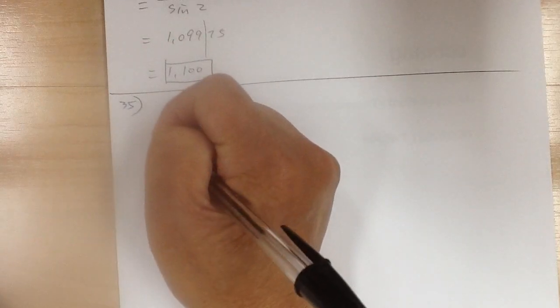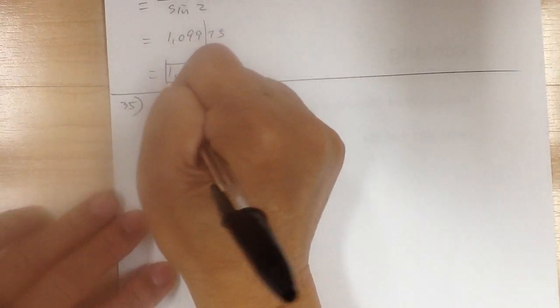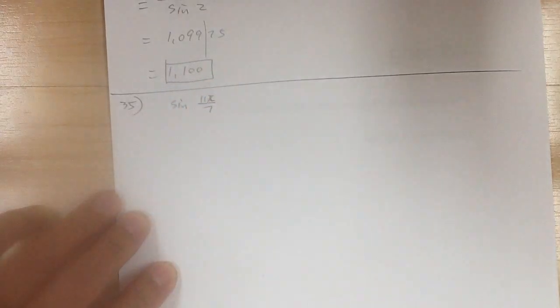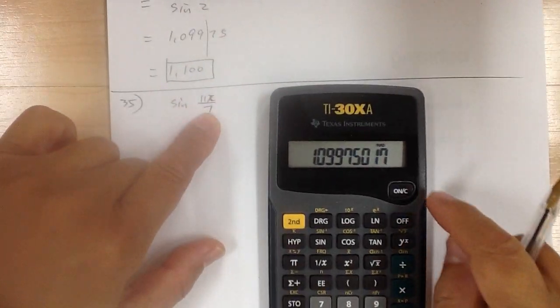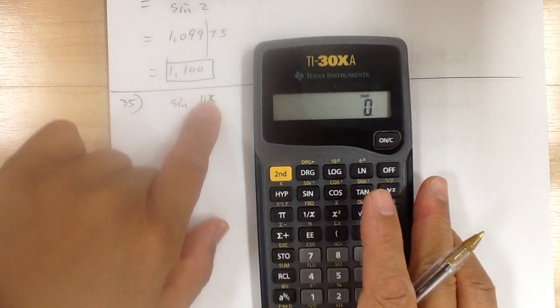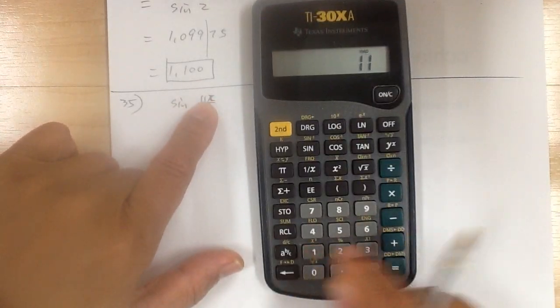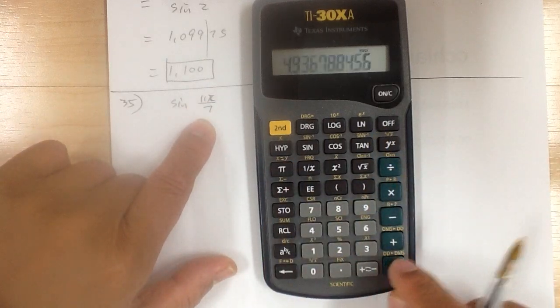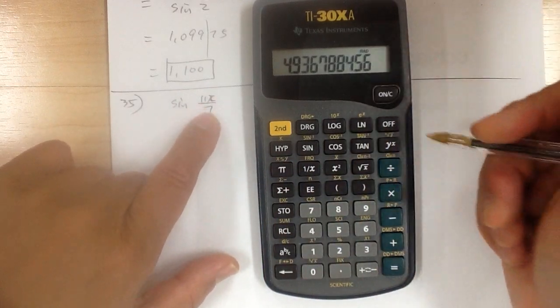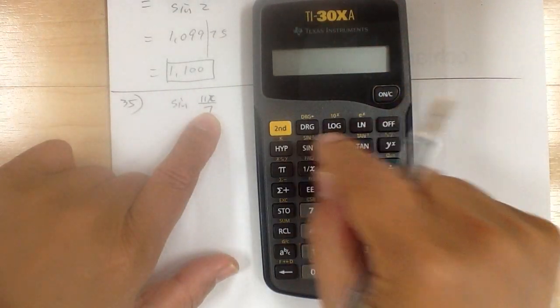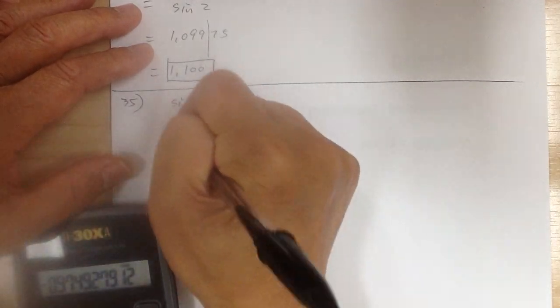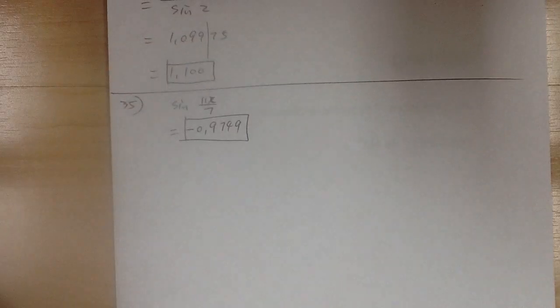Okay, number 35. Sine of 11 pi over 7. This is in radians, so make sure you're in the radian mode. First I have to figure out what this number is, so I'm going to go 11 times pi divided by 7, equal. So that's what it's equal to. Then I'm going to take the sine of that. And that's it. So this is going to be equal to negative 0.9749.